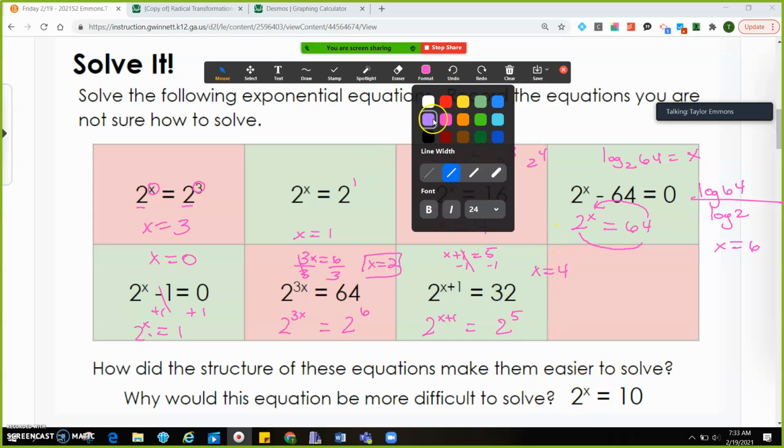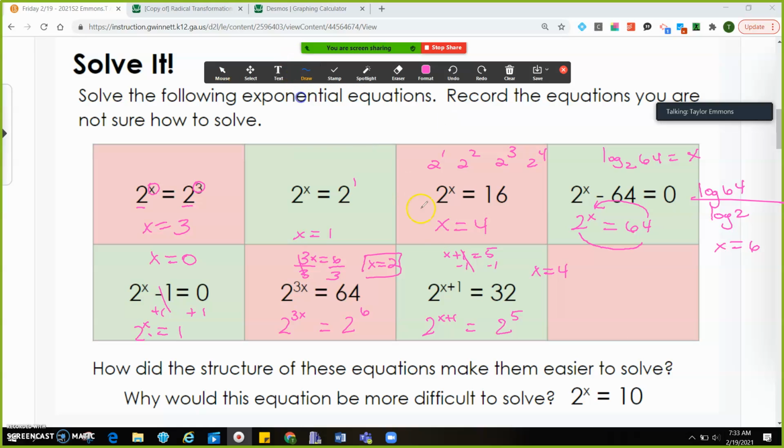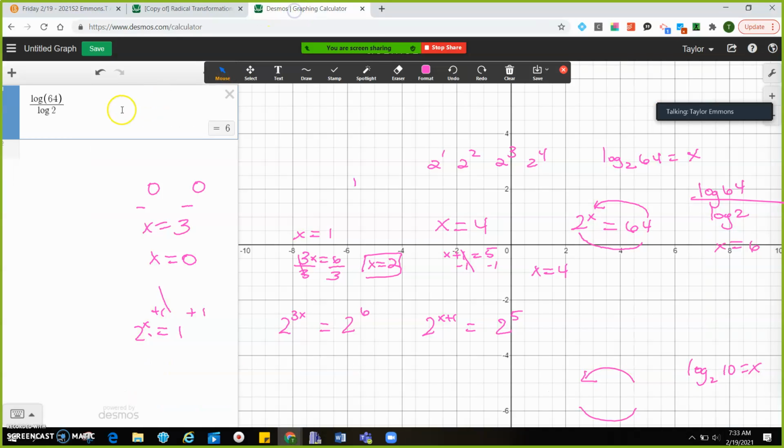Well, let's actually solve this out. If I put this in log form, I'm going to get log base 2 of 10 equals x. And so I'm going to go in and I'm doing my change of base form that we talked about yesterday. And so I'm going to do log of 10 divided by log of 2. And that's going to give me 3.32.